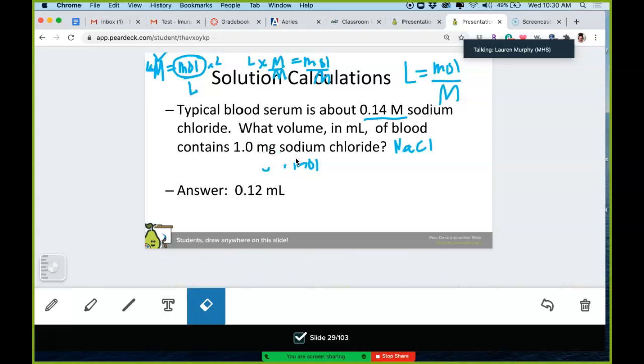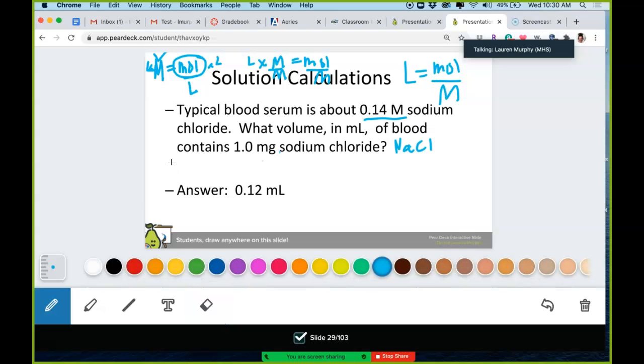So that's the equation we're going to use. Now we've got to do some math. We've got to turn milligrams into grams and then grams into moles, and then we can plug that in, and then we can just plug the 0.14 in for the molar. So 1.0 milligrams of sodium chloride. Metric conversion first: 1,000 milligrams in 1 gram. And then it is 58.44 grams in every 1 mole.